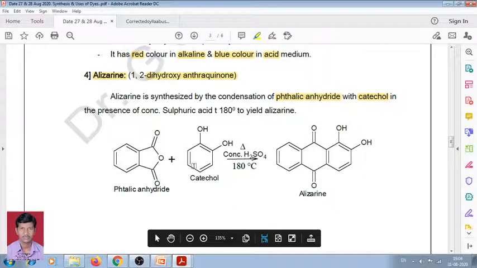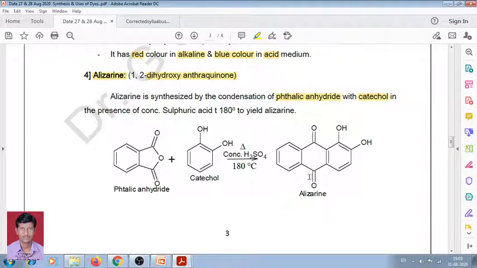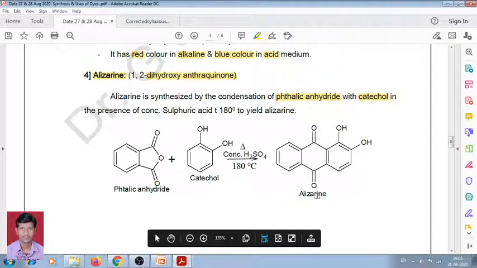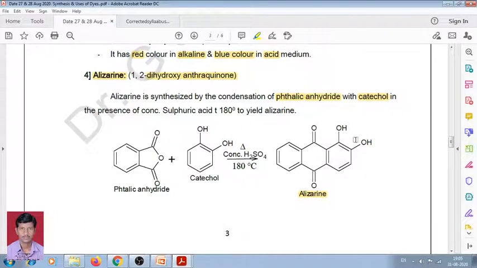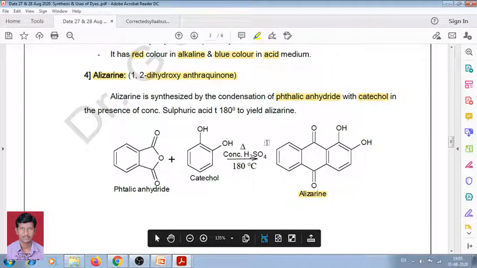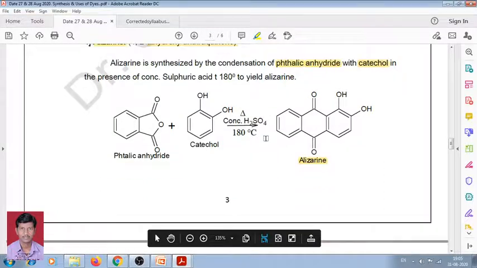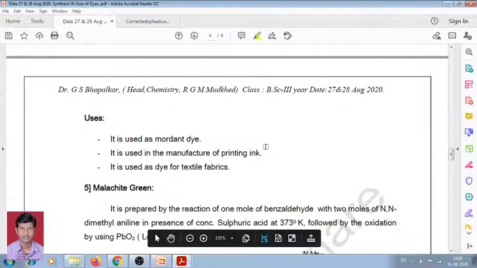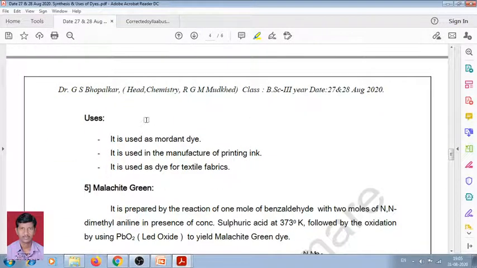When the catechol is condensed with phthalic anhydride in presence of sulfuric acid at 180 degrees Celsius, it yields alizarin, and the name of the compound is 1,2-dihydroxyanthraquinone. Okay, this is the structure of 1,2-dihydroxyanthraquinone, and this is the synthesis. Right now, it is used as a mordant dye. You have well known what is the role of a mordant dye.